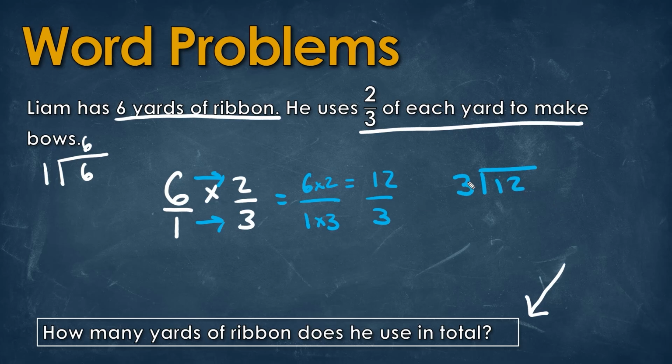And we know that if we were to divide that, this answer would be 4, right? 4 times 3 is equal to 12. So if you subtract that, you'll get 0. So our answer for this question is he uses 4 yards.